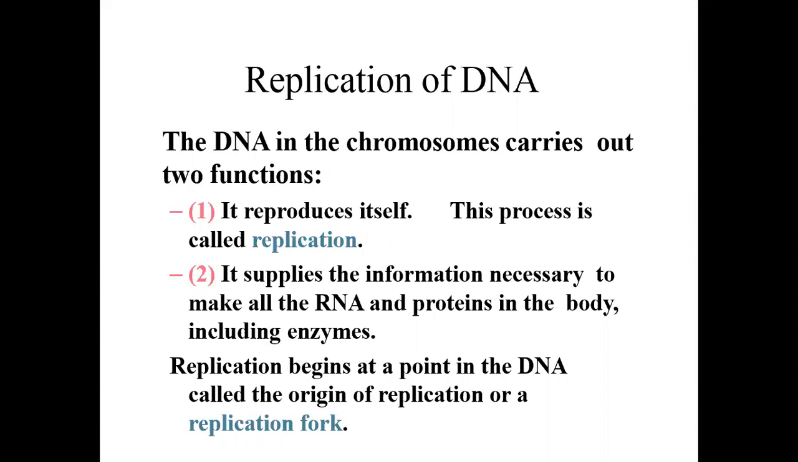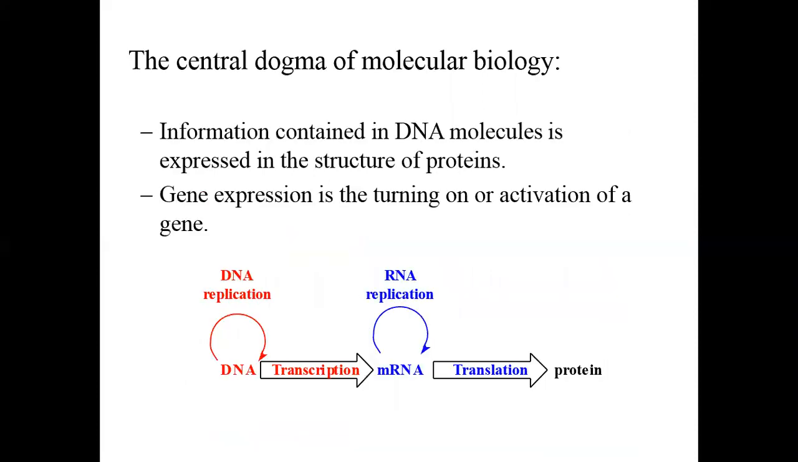Replication begins at the point in the DNA that is known as the origin of replication. In this origin of replication, melting of hydrogen bonds occurs, and due to this melting of hydrogen bonds, a Y-shaped structure will be formed, which is known as the replication fork.